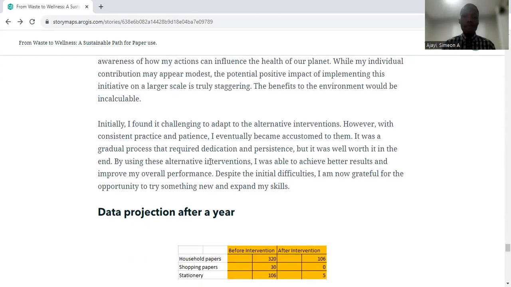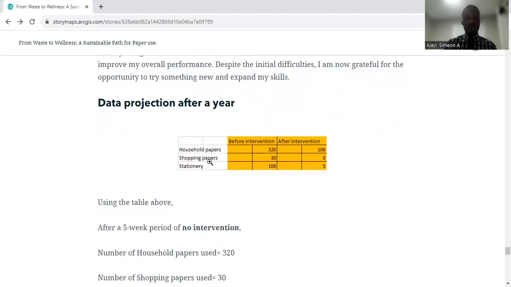Initially, I found it challenging to adapt to the alternatives to the intervention. However, with consistent practice and patience, I eventually became accustomed to them. It was a gradual process that required dedication and persistence, but it was well worth it in the end. By using these alternative interventions, I was able to achieve better results and improve my overall performance. Despite the initial difficulties, I'm now grateful for the opportunity to try something new and expand my skills.